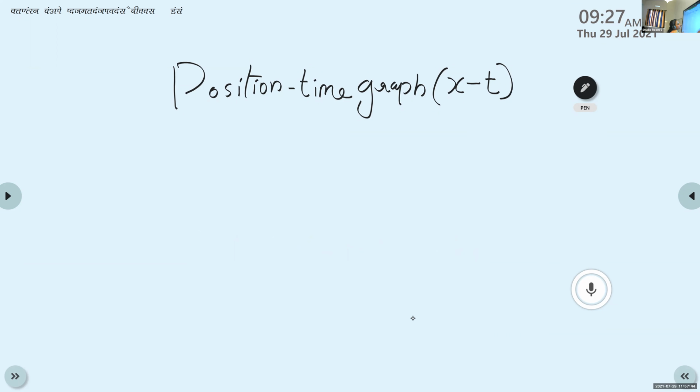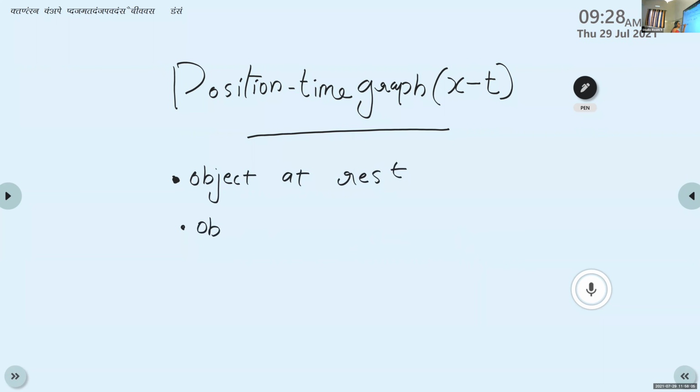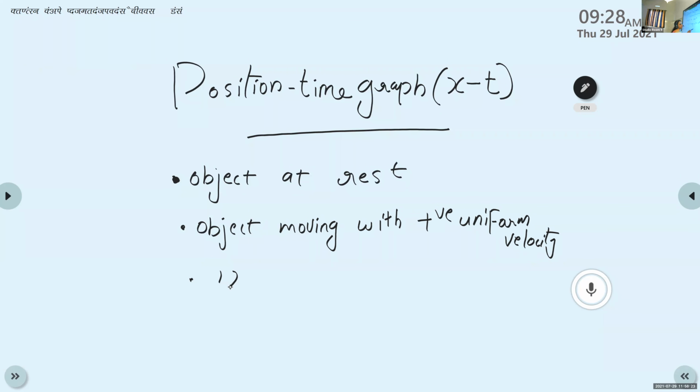Position time graph, or it is also known as xt graph, where x denotes the position of an object, the distance or the displacement of an object. And under each graph we need to consider the 5 cases. The first one is object at rest. The second one, object moving with positive uniform velocity. Third case, object moving with negative uniform velocity.